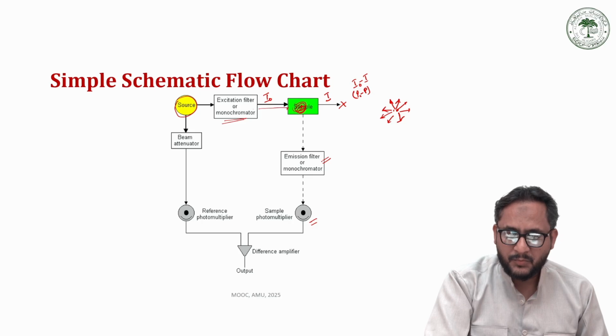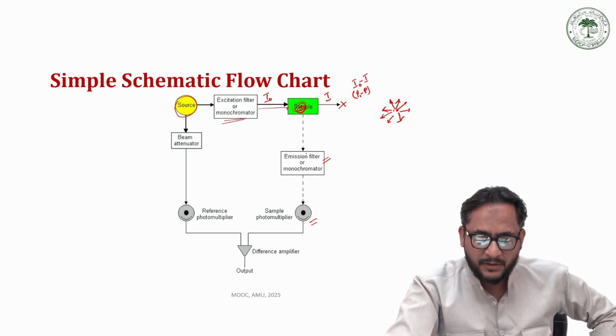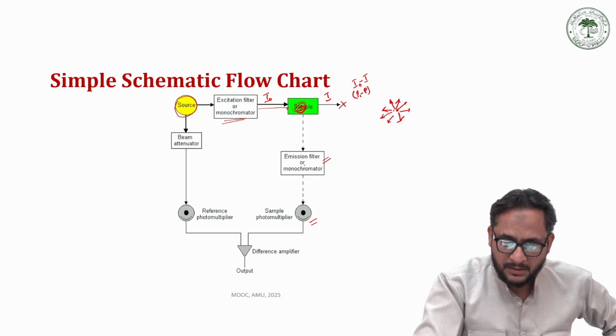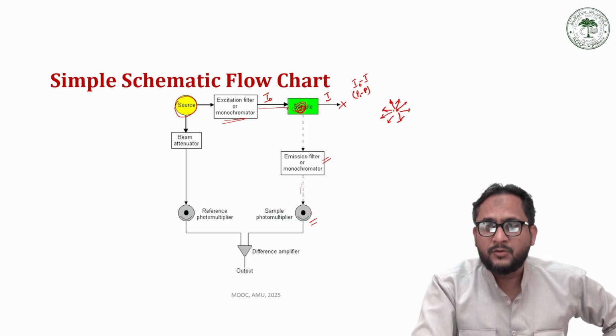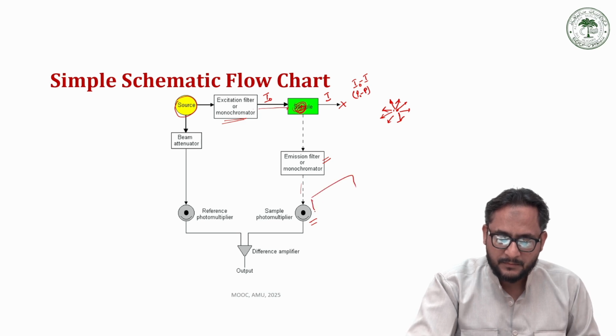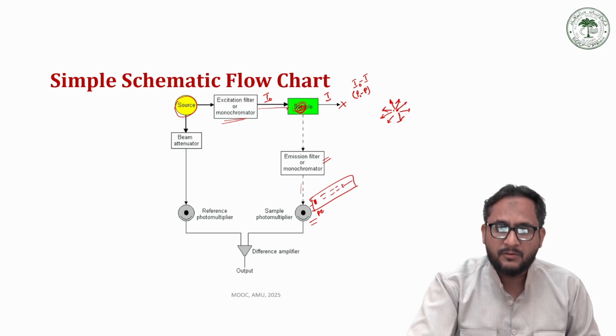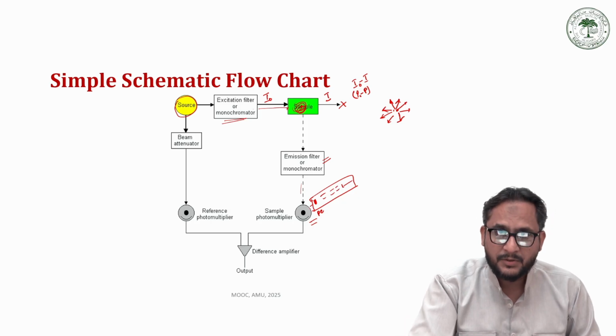We capture light in the perpendicular direction. We put a monochromator or emission filter here that selects a few wavelengths while excluding the others. This radiation passes through it and finally falls on the photomultiplier tube, which has a photocathode. We have a cathode over here. In between we have diodes. We have already discussed it in atomic absorption spectroscopy.